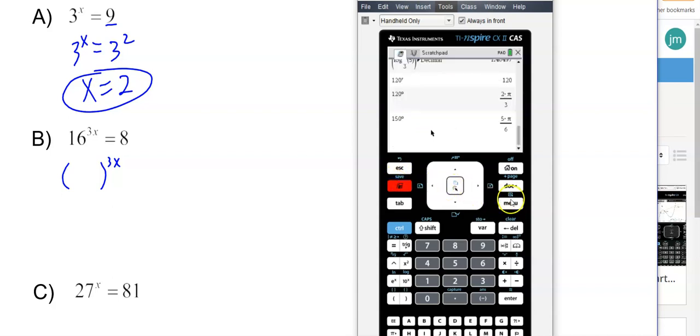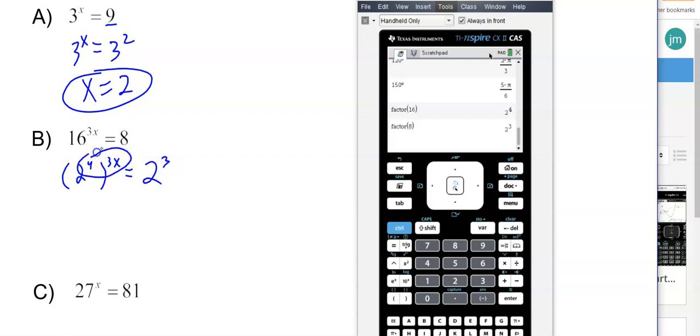It's scratchpad. So you get menu 3, 2, factor 16. You get 2 to the 4th. Factor 8. You get 2 to the 3rd. So using that, we could write this as 2 to the 4th to the x equals 2 to the 3rd. And then, of course, power of a power, you multiply. So this is 2 to the 12x equals 2 to the 3rd. Therefore, 12x must equal 3. So we don't have to worry about the 2 anymore. 12x equals 3, divide by 12 on both sides. You get x equals 1/4.